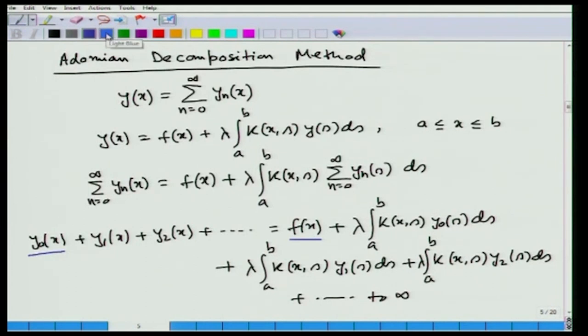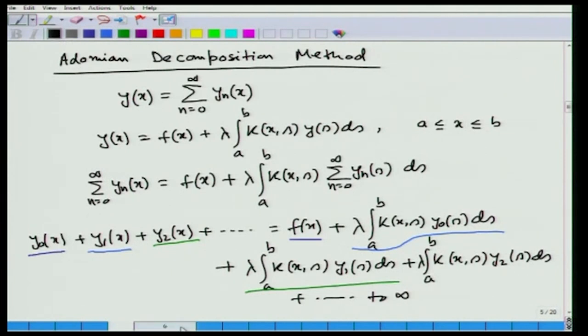With this known y 0 x, we can calculate y 1 x if we equate it with this term, that is lambda integral a to b k x comma s y 0 s d s. Now y 1 x is known because y 0 x equal to f x, and y 1 x equal to lambda times integral a to b k x comma s y 0 s d s. So, y 1 x is known, and then you can calculate y 2 x equal to lambda integral a to b k x comma s y 1 s d s and so on.